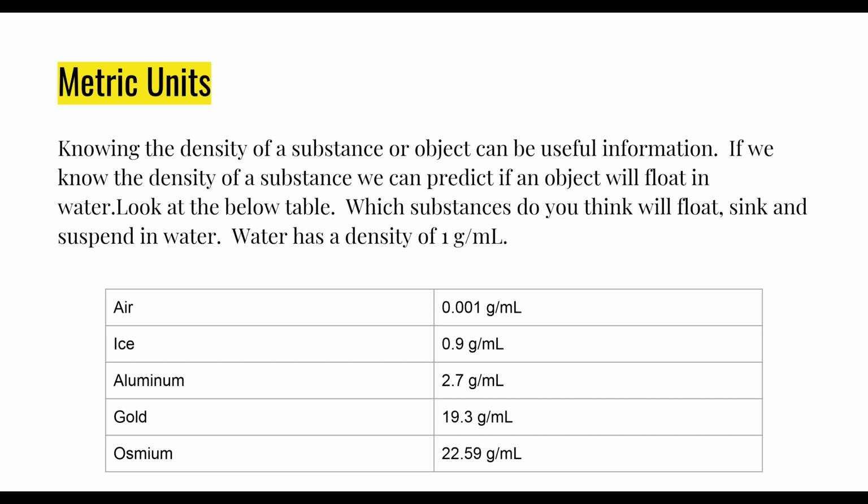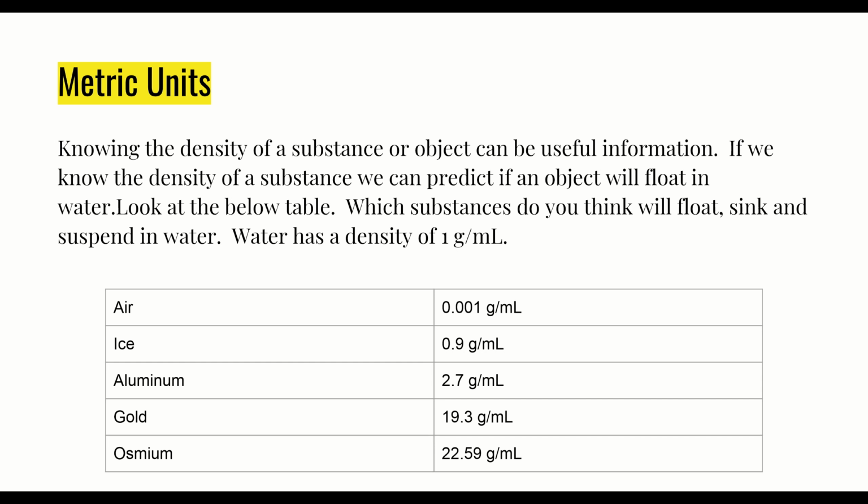All right, so how does knowing density actually help us? One way that it can help us is by knowing if something is going to float or sink in water. So knowing the density of a substance or object can be useful information. If we know the density of a substance, we can predict if an object will float in water. Look at the below table. Which substances do you think will float, sink, and suspend in water? Water has a density of 1 gram per milliliter.